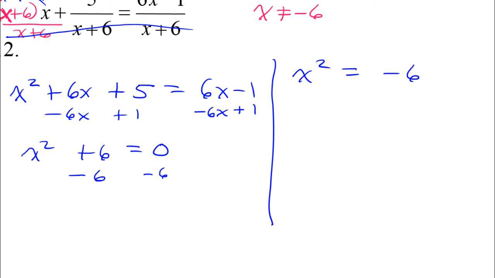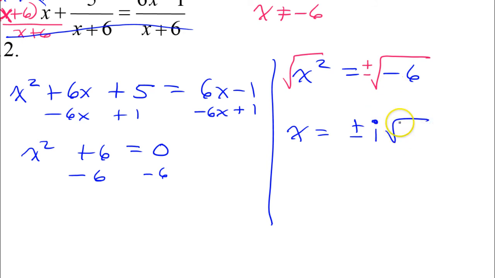Then I will take the square root of both sides. Alright, be careful not to forget your plus or minus as soon as you take the square root. So that will give me x equals plus or minus. Now, you see I have the square root of a negative number. That means it's imaginary, so I will put i instead of the negative. So I have plus or minus i radical 6. And this is the solution.